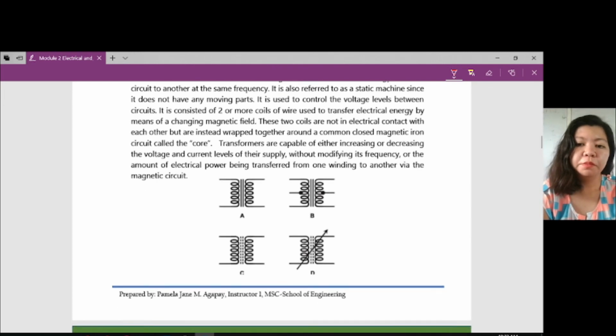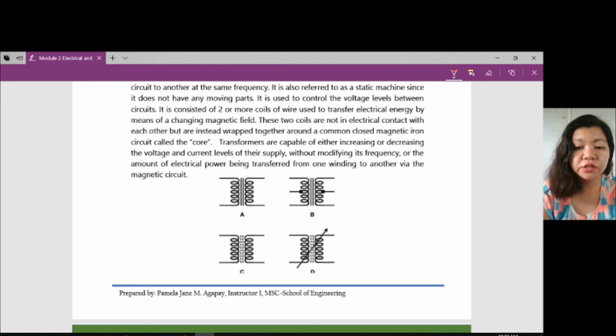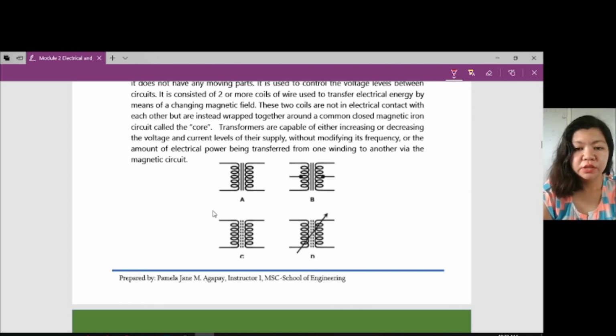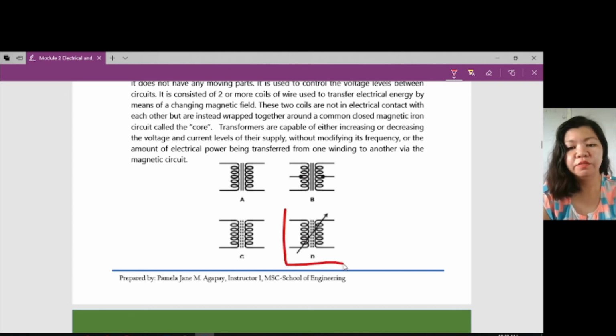So transformers are capable of either increasing or decreasing the voltage depending on how it is parameterized to do, or ano yung parameters. So decreasing the voltage and current levels of their supply without modifying its frequency. So ginagawa niya is, kumbaga sa atin is, I'm gonna change you into something that's more behaved but of the same performance, or the amount of electrical power being transferred from one winding to another via the magnetic circuit. So this one's a variable transformer.